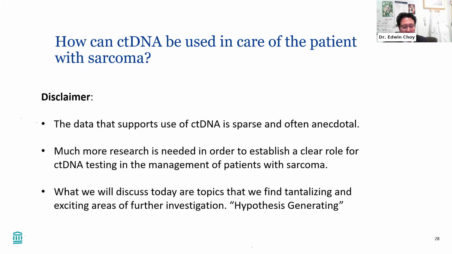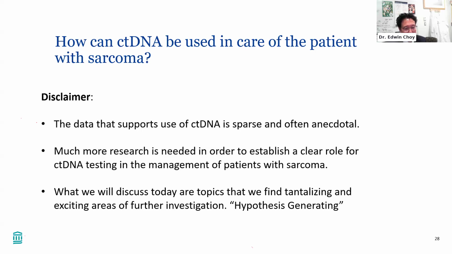And so we heard about how ctDNA can be helpful. How do we use it in the actual care of the patient with sarcoma? Let's start with some disclaimers. First of all, the data right now that actually supports using ctDNA in sarcoma is quite sparse and anecdotal. We need much more research in order to establish a clear role for ctDNA in patients with sarcoma. Everything we're talking about today are topics that we find tantalizing, and they're exciting areas of further investigation. But none of this should be considered established fact or truth or science.